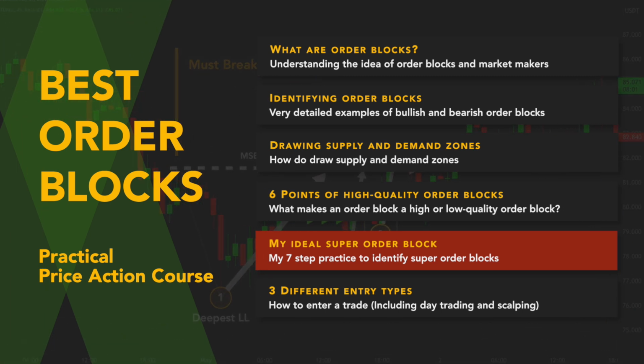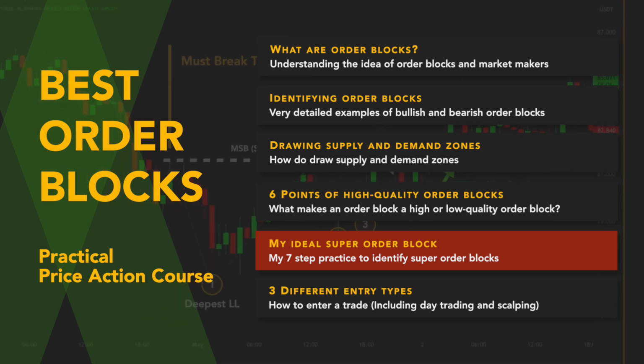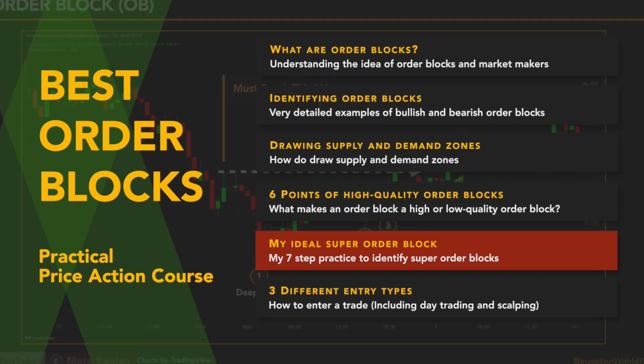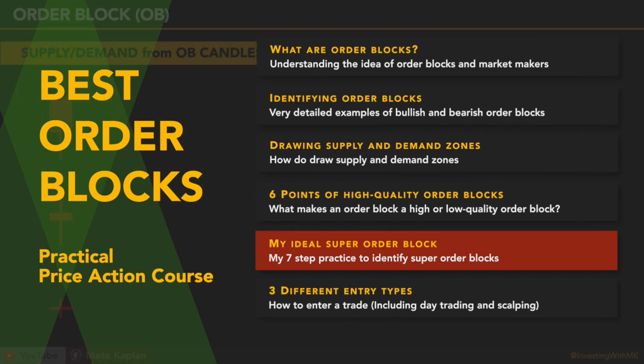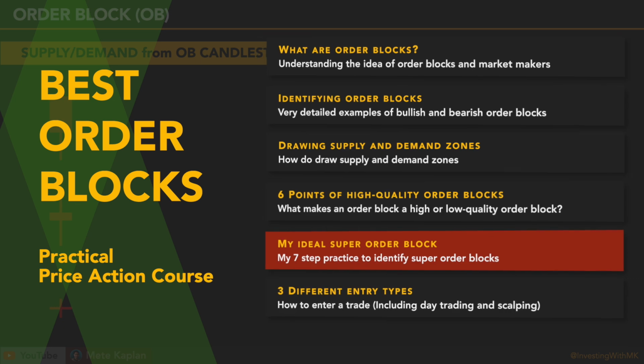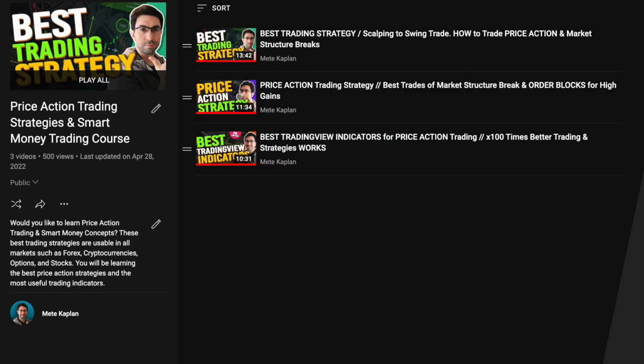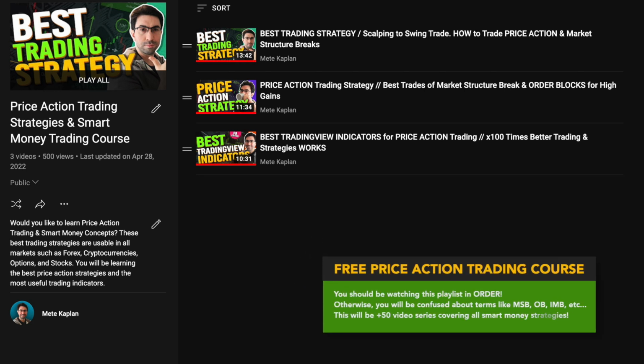What makes an order block a high or low quality order block? 6 key points. My ideal super order blocks. 3 different entry types from order block demand and supply areas, including day trading and scalping. This will be our technical video. In our next video, we'll go over the best order block trading examples.